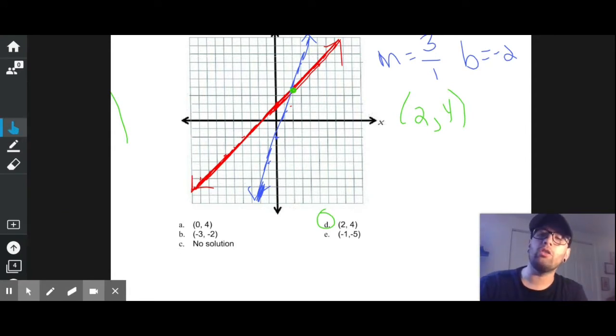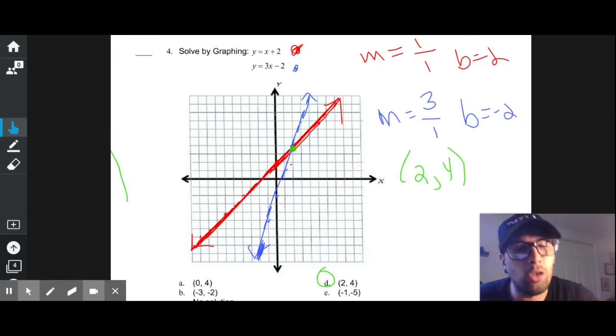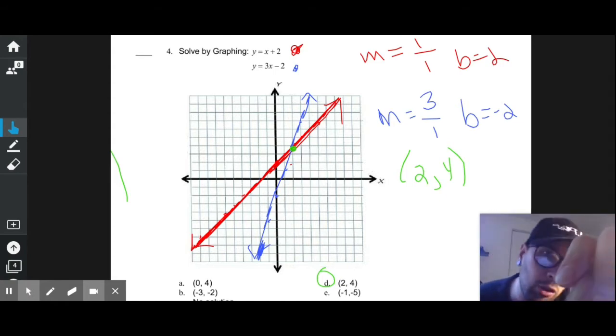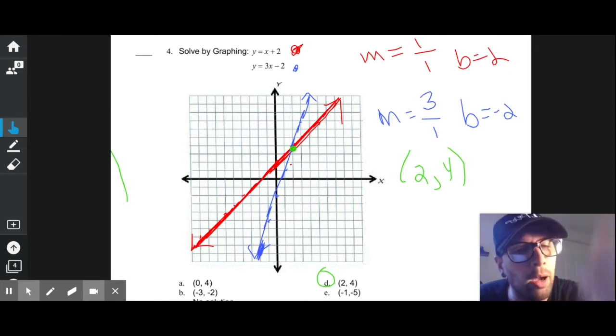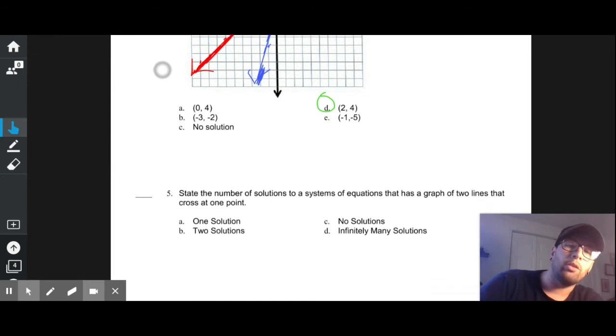Now, if you wanted to check your work mentally, if it's (2, 4), that means x is 2 and y is 4. So if I go to the first equation and replace x with 2, I get 2 plus 2 is 4, which makes sense. If I replace x in the second equation, 3 times 2, I get 6. 6 minus 2 is 4. I did it right. Now on to the next one.